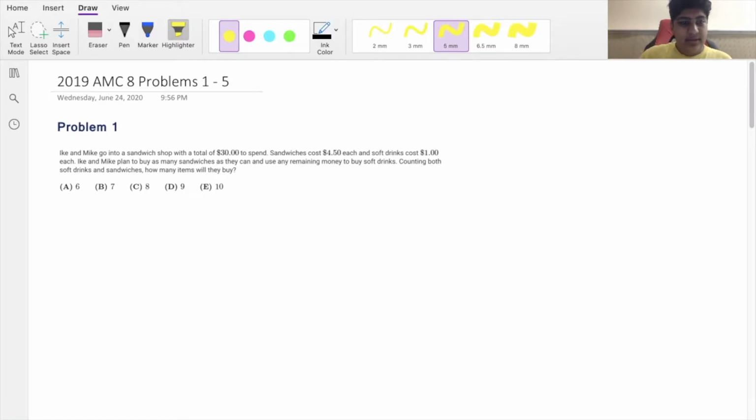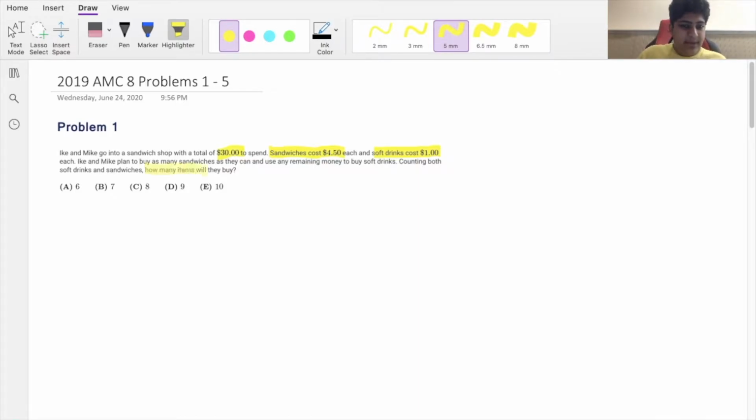We have that Ike and Mike go into a sandwich shop with a total of $30 to spend. That's important. Sandwiches cost $4.50 each. That's also important. And soft drinks cost $1 each. That's also important. So Ike and Mike plan to buy as many sandwiches as they can and use any remaining money to buy soft drinks. Counting both soft drinks and sandwiches, how many items will they buy?